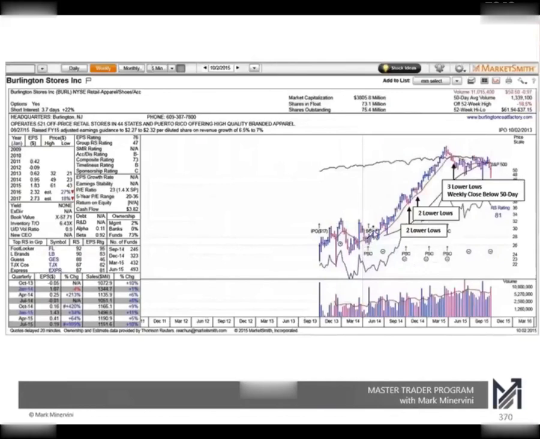Look at the distance this stock goes. This is the only time it had two lower lows. There was no more than one lower low this entire move, except these two times when there were two lower lows. And then finally, when it topped out here, you got the three lower lows, and you got a close below the 50-day, in this case the 10-week moving average. So just in conjunction, again, it works as a good trailing indicator to keep you in a stock.